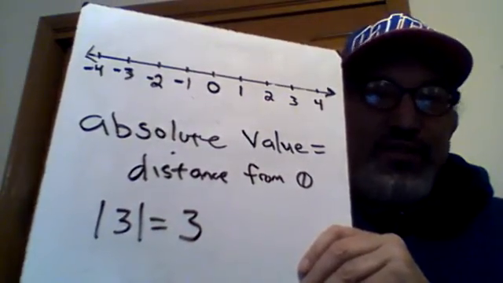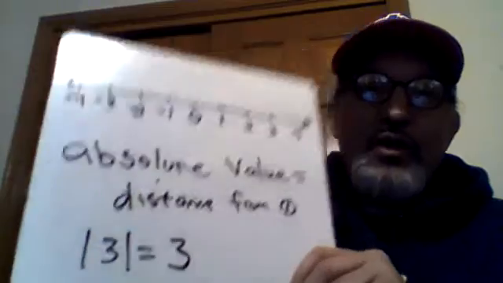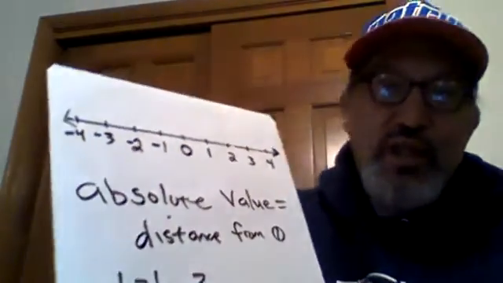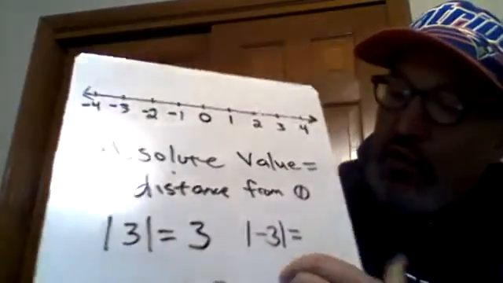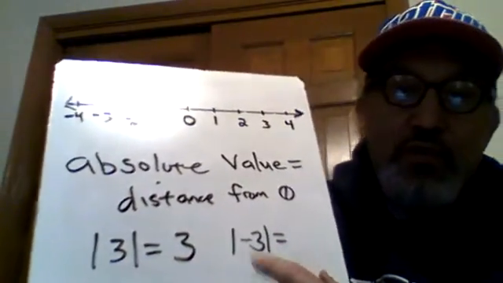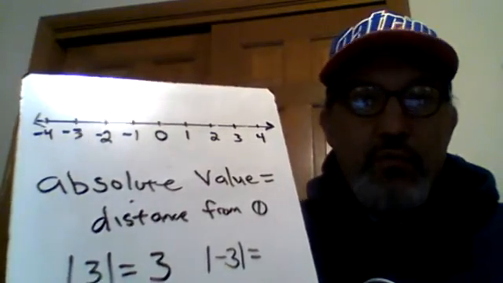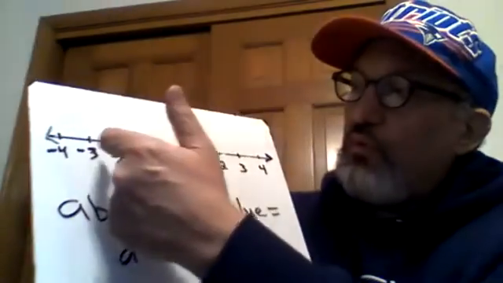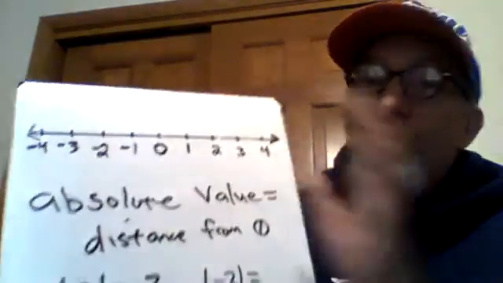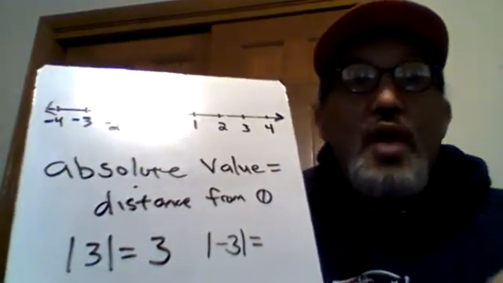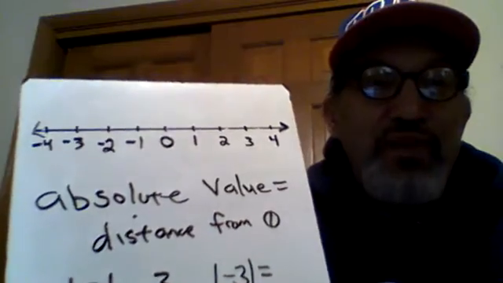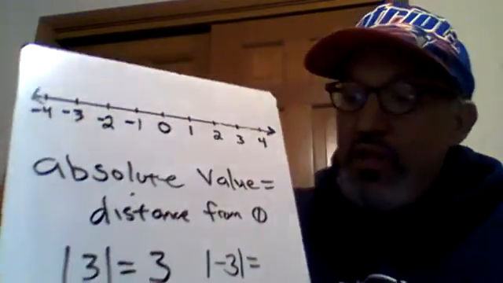But here's the new consideration. Now that we've introduced numbers to the left of 0, we want to also be able to answer this question. This is asking us the question, what is the absolute value of -3? What is the distance from 0 of -3? Well, it's also 3, right? 3 and -3 are opposites. By the way, if two numbers are opposites, they have the same absolute value. That will always be true.